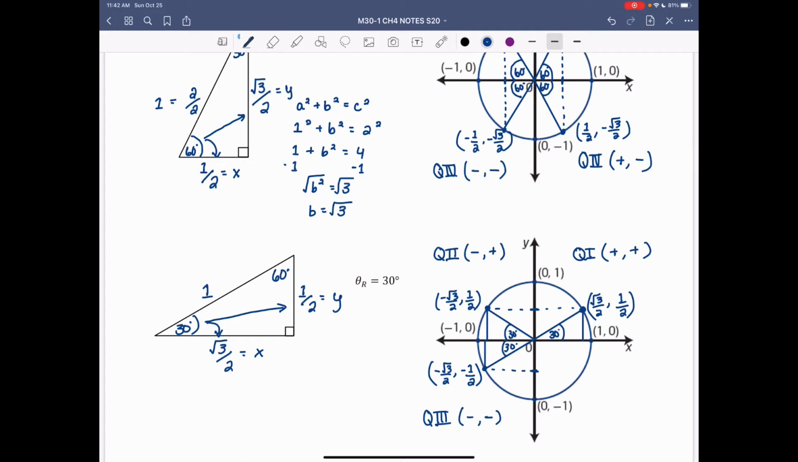And then in quadrant 4, same thing, go straight across from y equals negative 1/2 till we meet up with our unit circle. In quadrant 4, we have a positive x value and a negative y value, so we get root 3 over 2 and negative 1/2 for our point. Draw our terminal arm. Reference angle is 30, and we create our right triangle by going straight up to the x-axis.